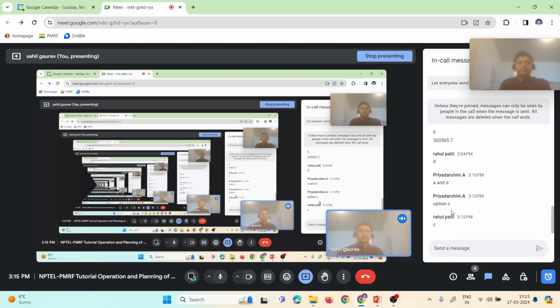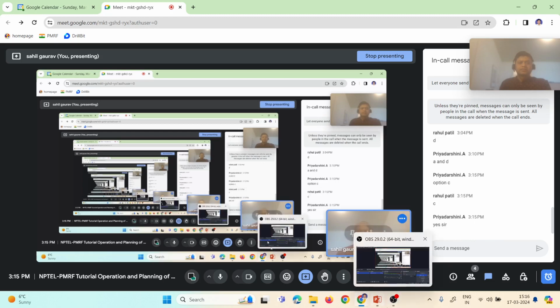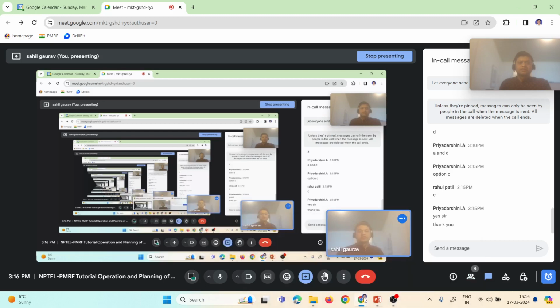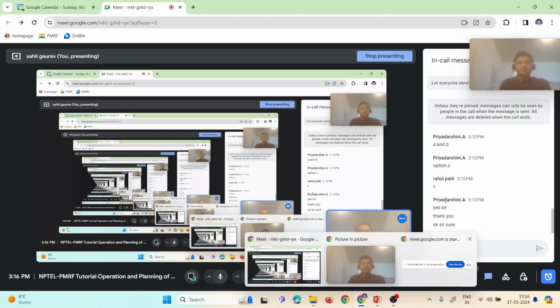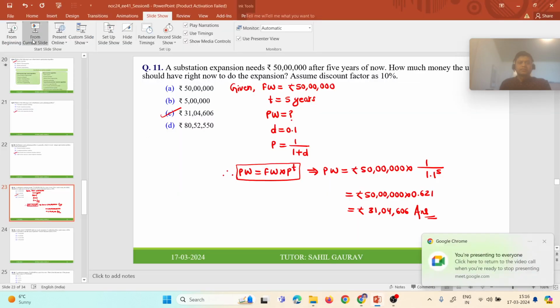Yes, Rahul, you are correct. Priyadarshini, you are correct. Priyadarshini, now you are able to understand this present worth factor you were asking about initially. Okay, good. And if you have any doubt again while solving the problem, you can ask in the discussion forum, because all the NPTEL team members are present there. That is a very good way to discuss anything.